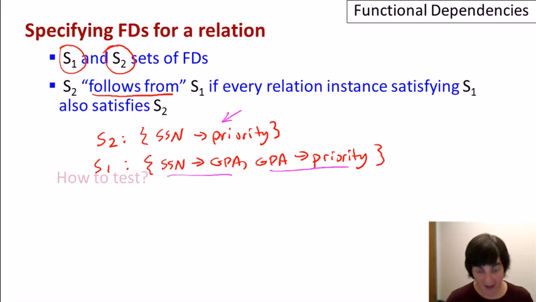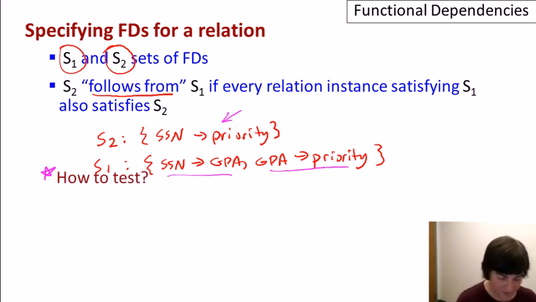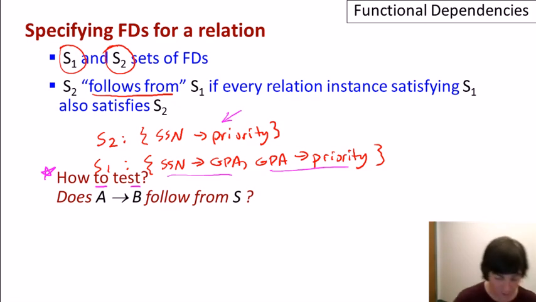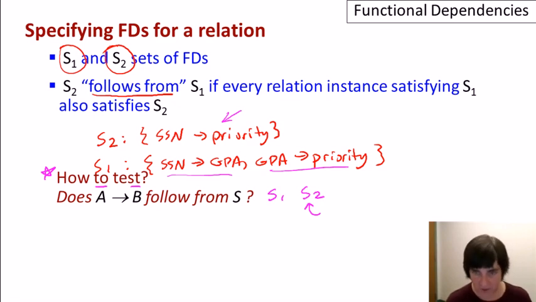So one question you might have is, how do we test whether one set of functional dependencies follows from another? That really boils down to testing whether one functional dependency follows from a set. And let me just make this A bar, B bar here to make clear they can be sets of attributes. Because if we have S1 and S2, then we just check whether every functional dependency in S2 follows from the functional dependencies in S1. There's actually two ways of going about this test.